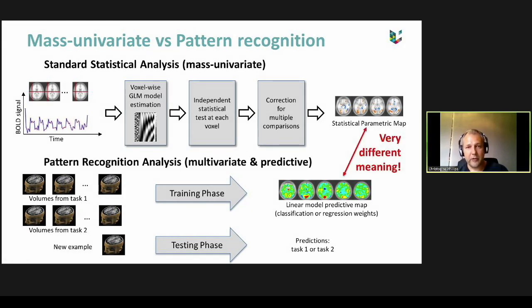And of course, because these are completely different processes, the maps that we obtain at the end have a very different meaning. Here, this is about making an inference about a voxel being associated or not with the task the subject performed or the classification of the subject. Here, it's not about associating a single voxel, it's the whole pattern that is meaningful. And we can't do any inference on those. I'll come back to that later on.